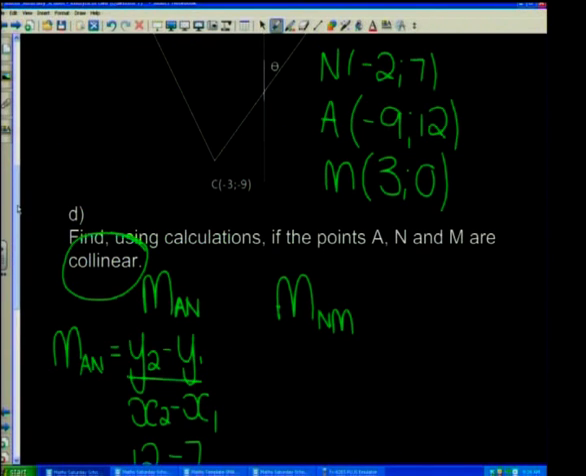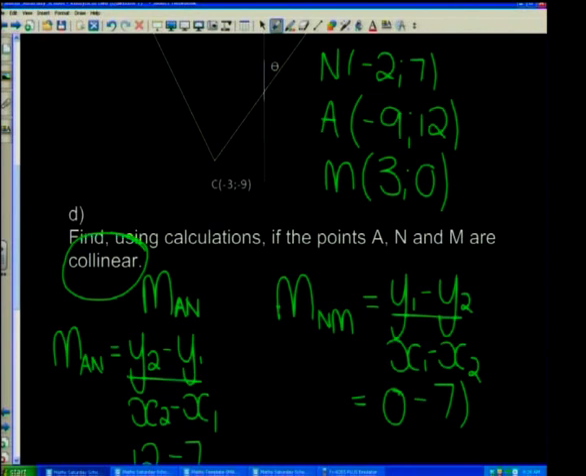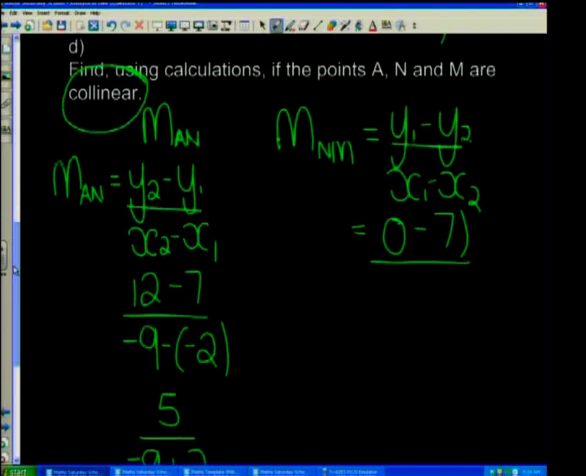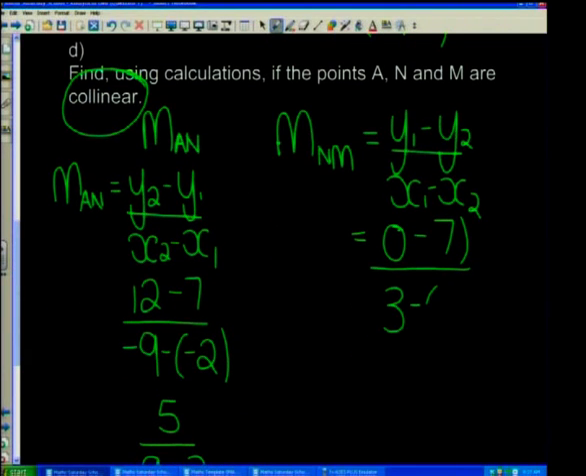Let's see if we can find the gradient from N to M. Same story, y1 minus y2 over x1 minus x2. Okay, I'm going from N to M. So y1, let's call that one 0, minus y2, which is going to be 7, over x1, which is 3, minus x2, which is negative 2. So 3 minus negative 2. Okay, we've got negative 7, and I've got 3 plus 2, which is going to be 5.